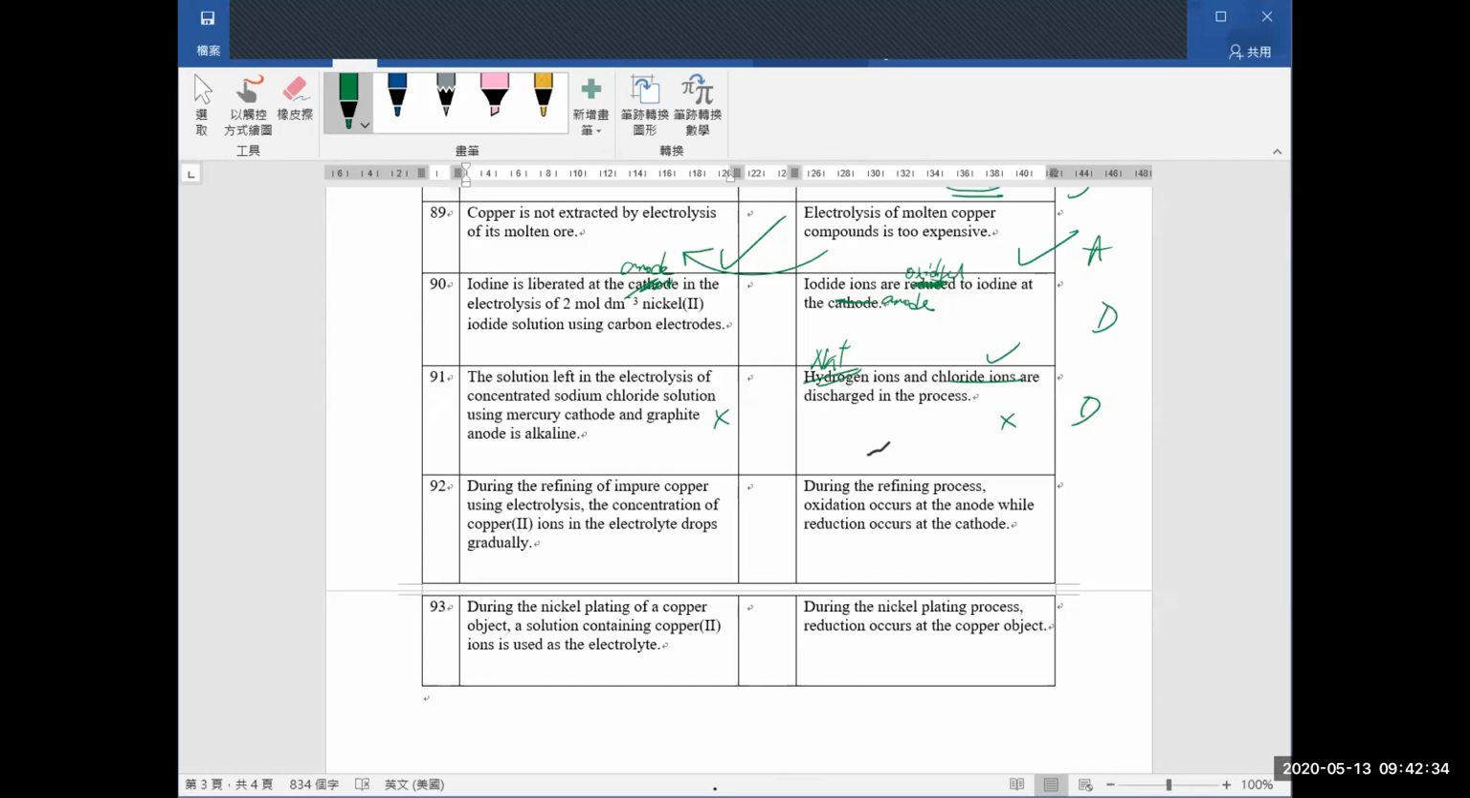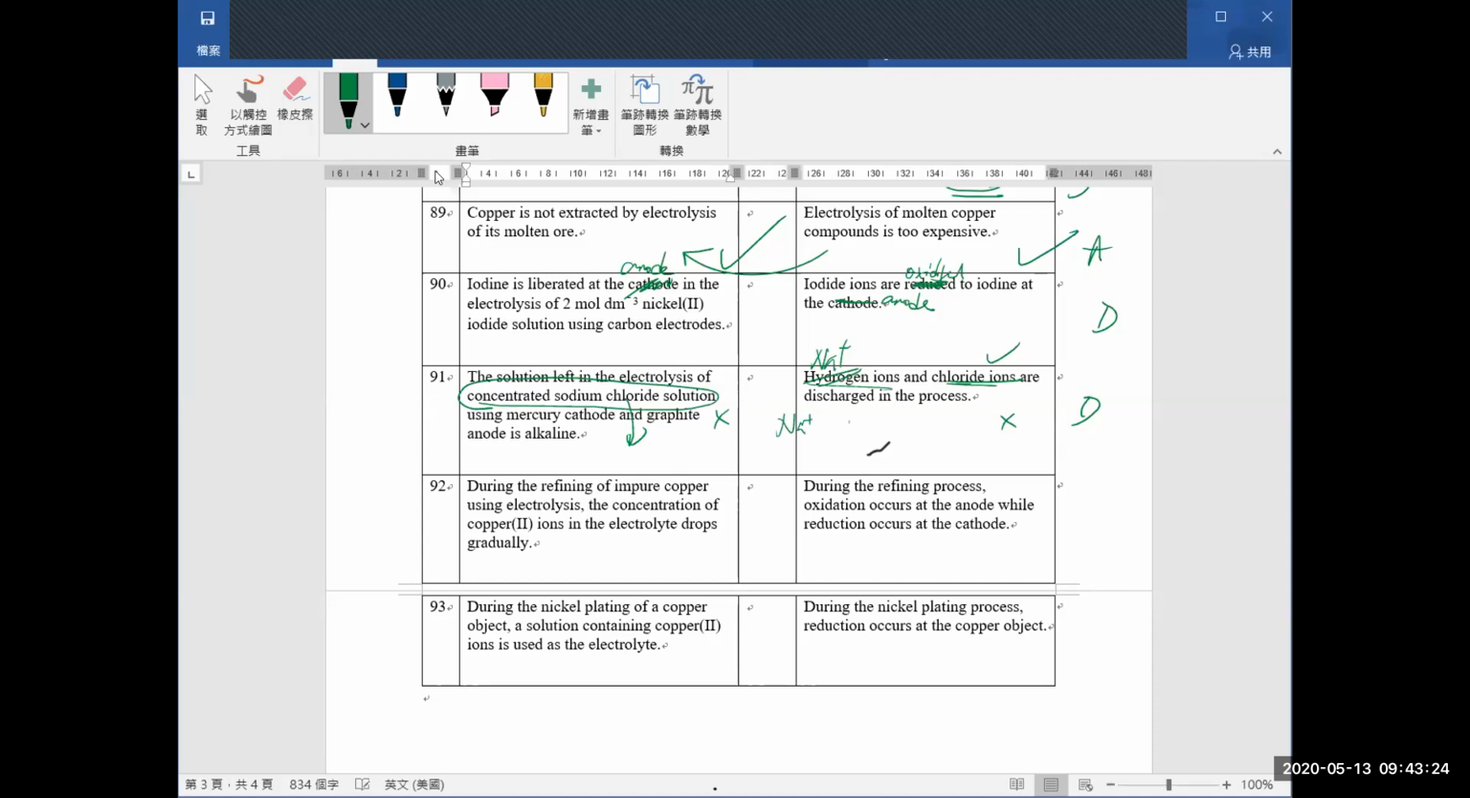How about the first statement? So, what happened to the concentrated sodium chloride solution after the process? It will turn to what? The statement suggested that hydroxide ion discharge is acidic. So if you say that sodium ion and chloride ion are discharged, what is left behind?